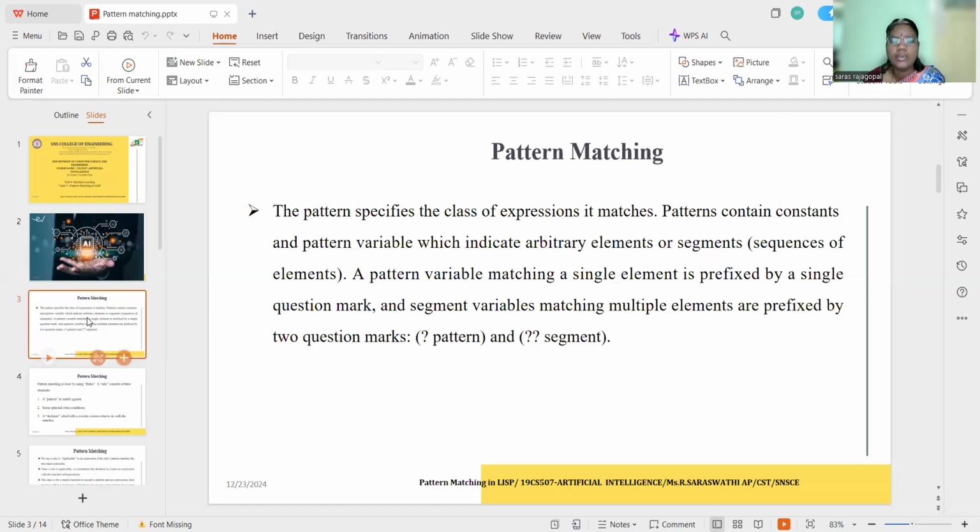The pattern variable matching a single element is prefixed by a single question mark, and a segment variable matching multiple elements is prefixed by two question marks. A pattern variable has a single question mark. A segment variable has two question marks.